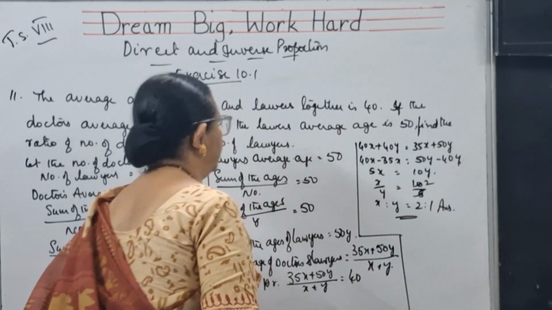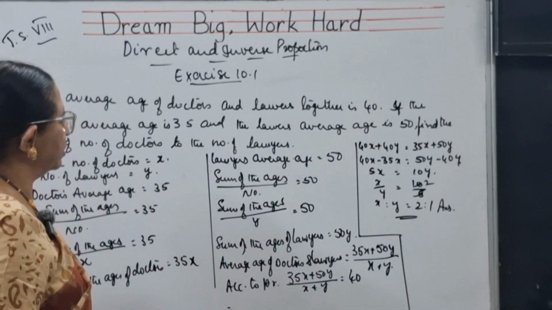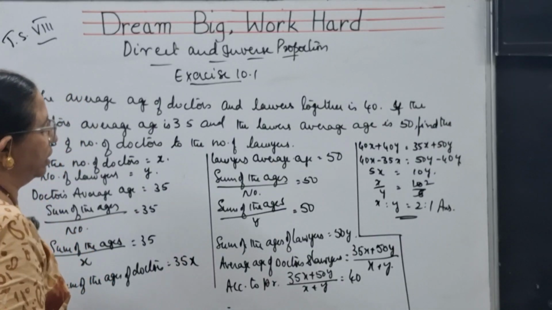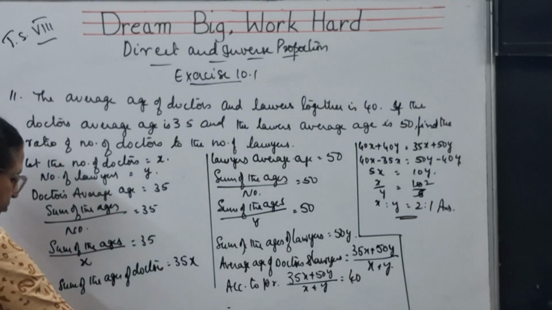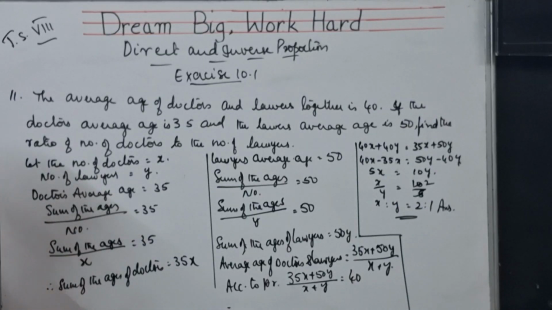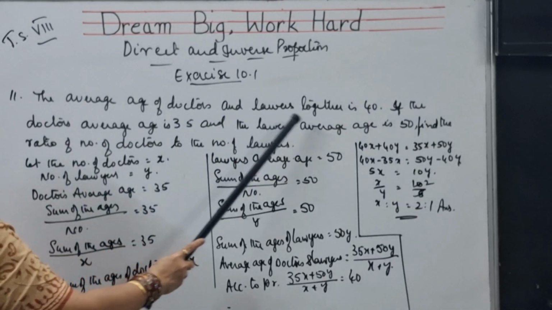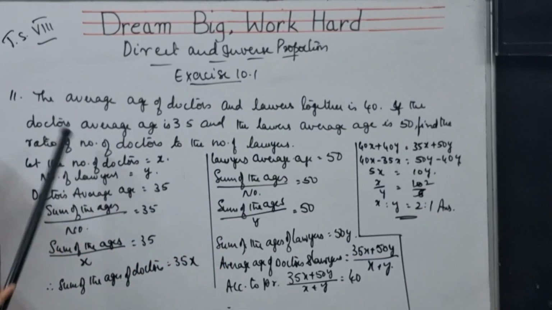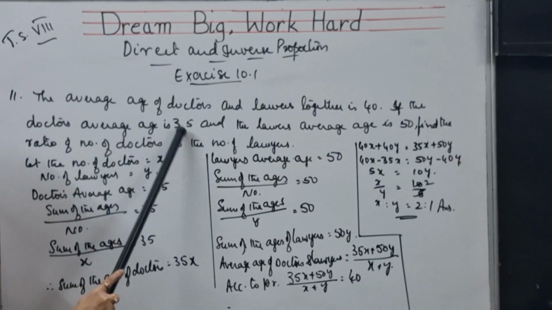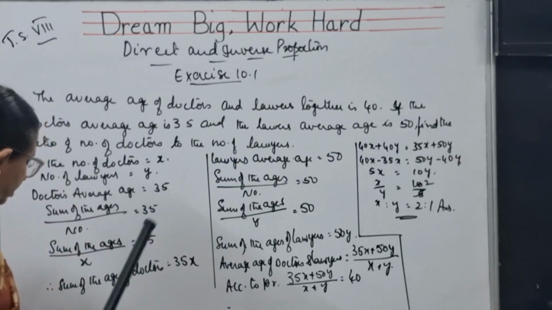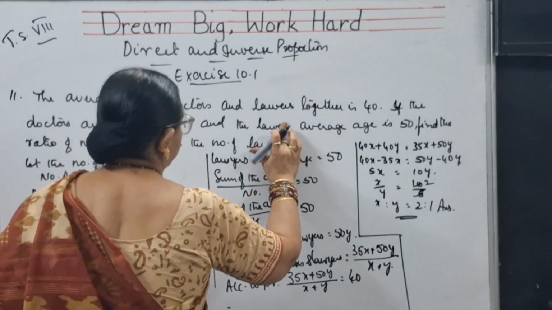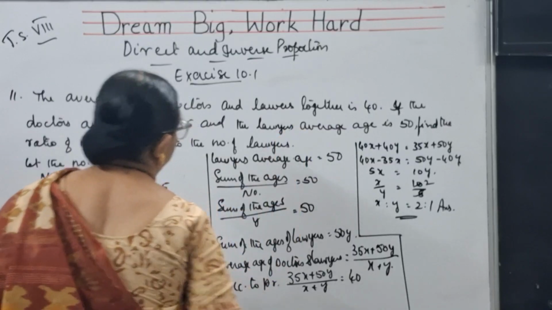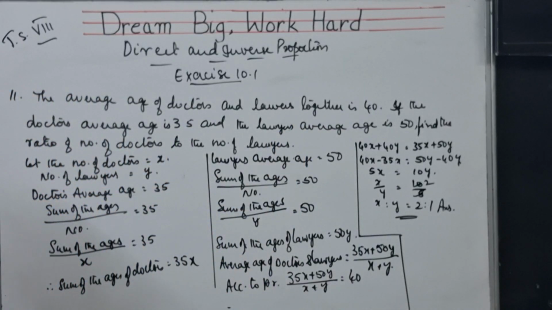Doctors is to lawyers. Find the ratio of doctors to lawyers. That is, x is to y is 2 is to 1, the answer for this problem, children. Let me explain it once again. The problem says that the average age of doctors and lawyers is 40. If the average age of doctors is 35 and lawyers' average age is 50, find the ratio of the number of doctors and number of lawyers.